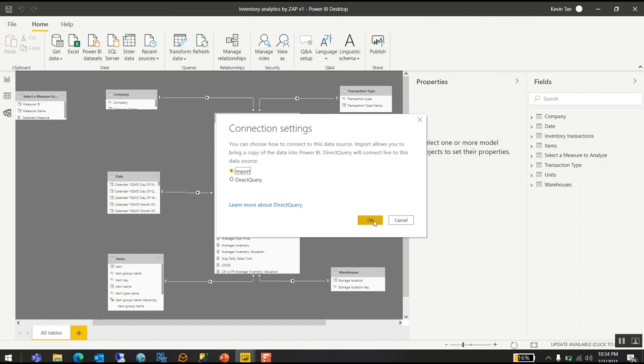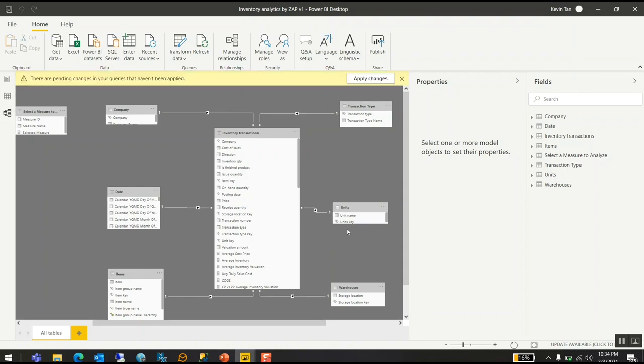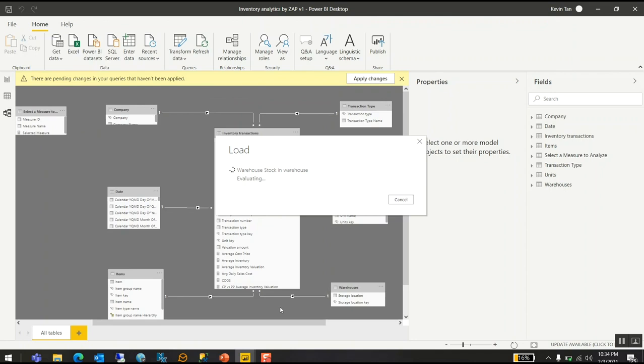So it's asking to import a direct query. I'm just going to take the default and say import. It's now pulling in that additional table into my schema.